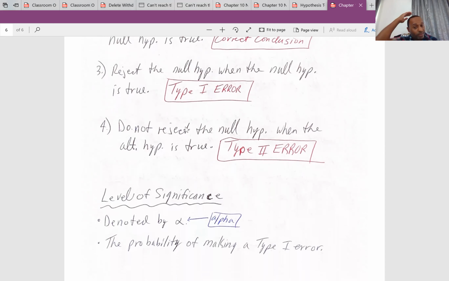Then we have our level of significance. That's denoted by the Greek letter alpha. The probability of making a type 1 error is our level of significance. Should have another slide.